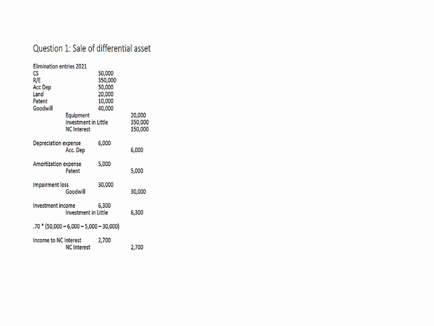Similarly, for the income to the non-controlling shareholders, the subsidiary's adjusted earnings are $9,000. The non-controlling shareholders get 30% of that.